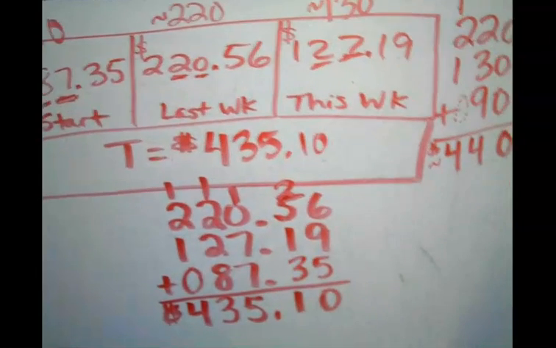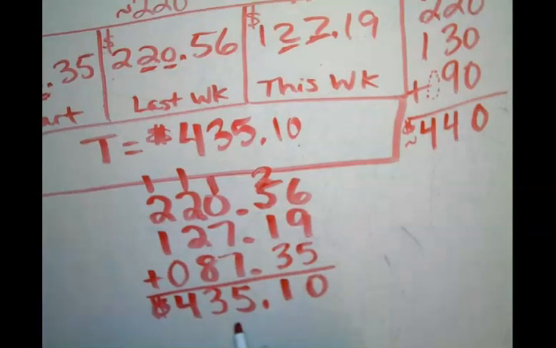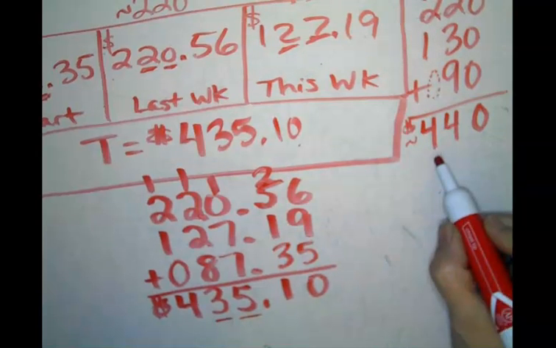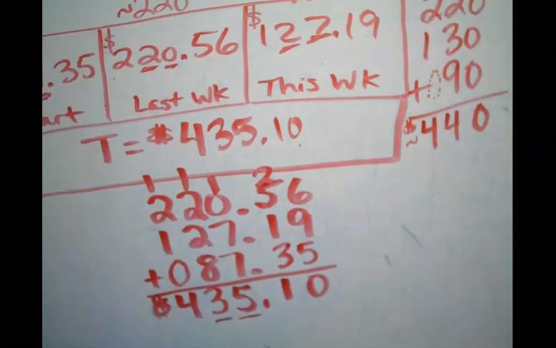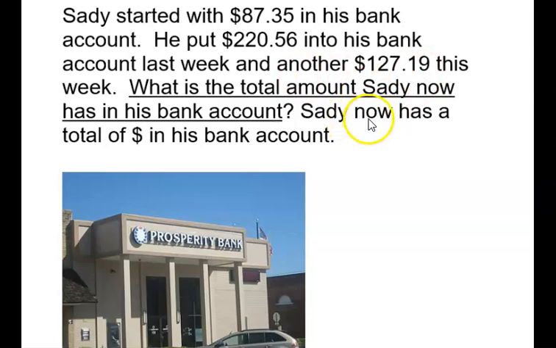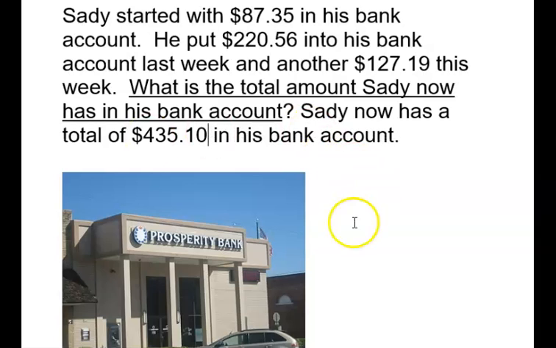And if I round this number, looking at this 5, deciding what to do with the 3, it's going to round up to my estimate of 440. All right, Sadi now has a total of $435.10 in his bank account.